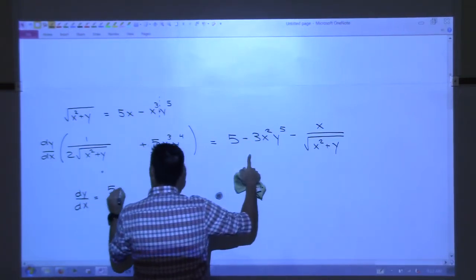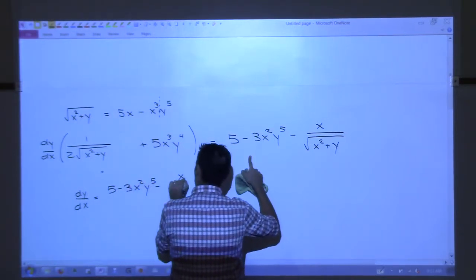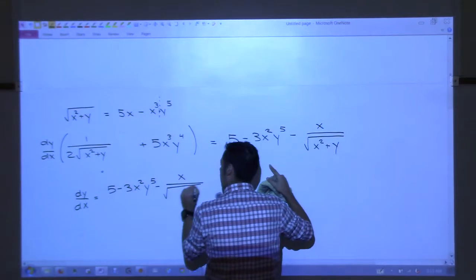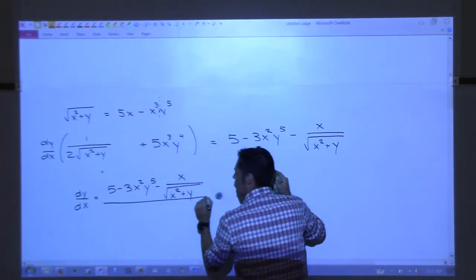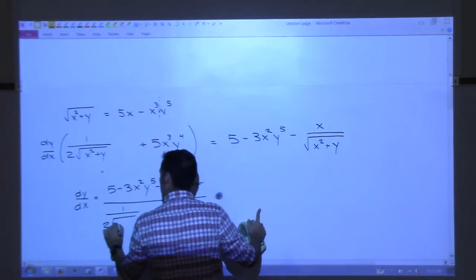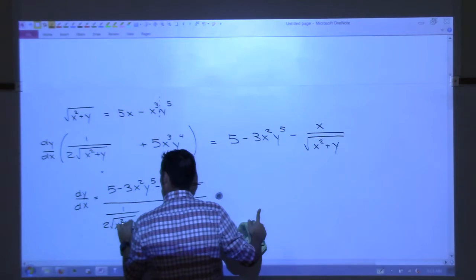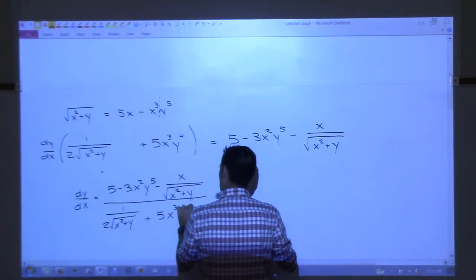So it's 5 minus 3x squared y to the 5th minus x over root x squared plus y, the entire expression over 1 over 2 root x squared plus y plus 5x cubed y to the 4th.